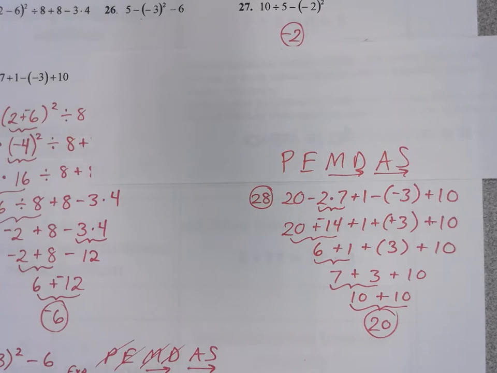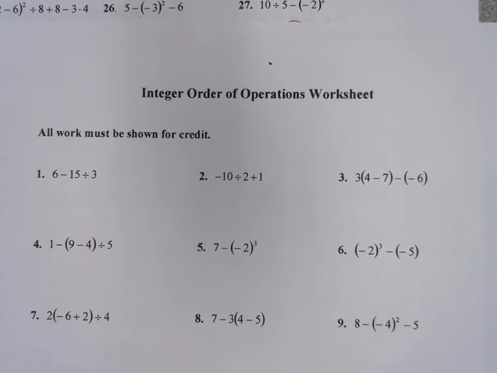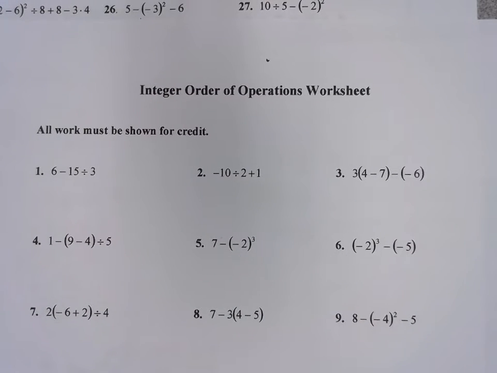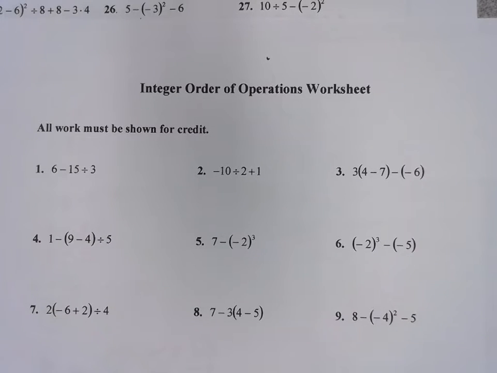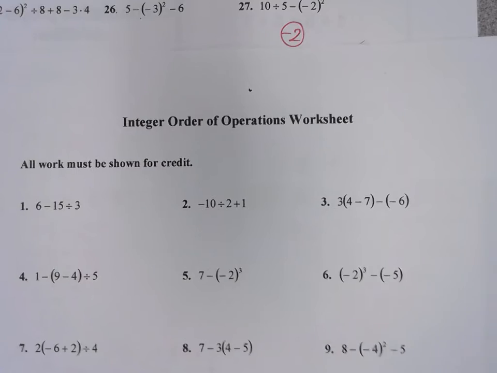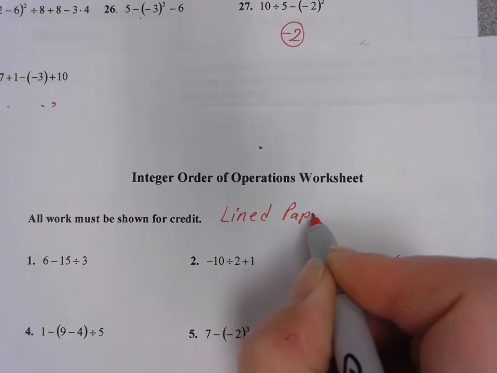With that, it's time for you to start your assignment. It looks something along this line. Integer order of operations worksheet. I think today we're just going to shoot for, how about the odds? So just the odds, just 1, 3, 5, 7. Continue with the odds till you get all the way to 23. There is not enough room on here, so I have to tell you, lined paper is required. Lined paper is a must.